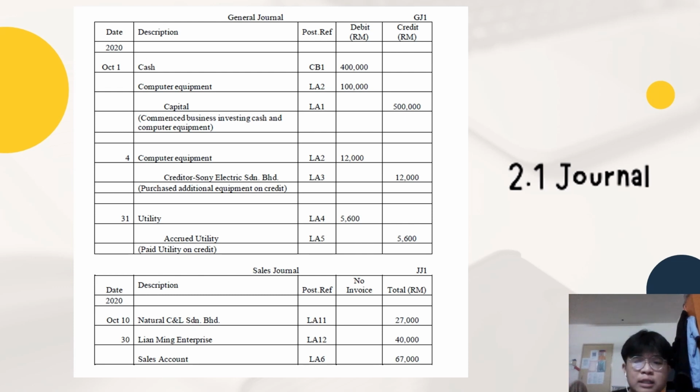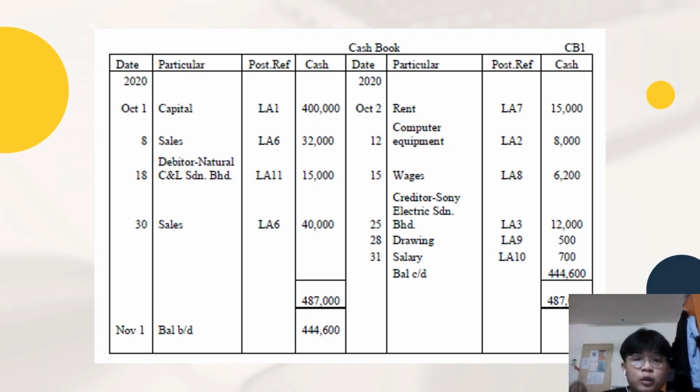Second, we have the sales journal. In the sales journal, we have two debtors, which are Natural C and L Sedia Berhad and LIANG Enterprise. The total in the sales journal is 67,000. Cash book. In the cash book, we get the balance, and the balance is 487,000. The balance carried down is 444,600, and this balance will be carried down to the next month.